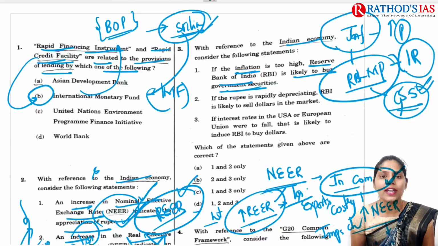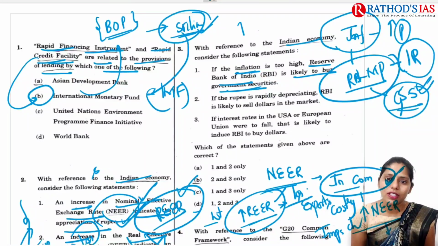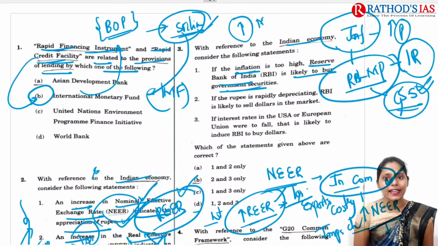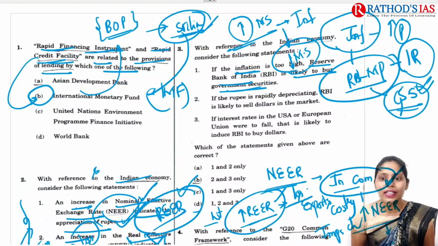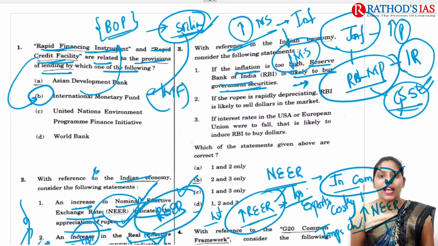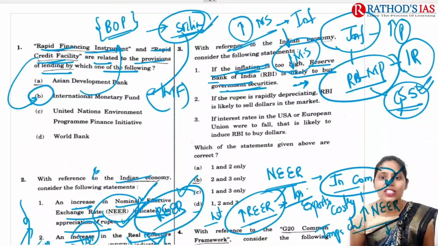You might have studied this government securities concept in your static economics syllabus. Whenever the money supply in the market increases, that leads to inflation. So the government and the RBI need to take measures to decrease the money supply in the market. So what happens when it is buying government securities, if the inflation is too high? The Reserve Bank of India is likely to buy these government securities.